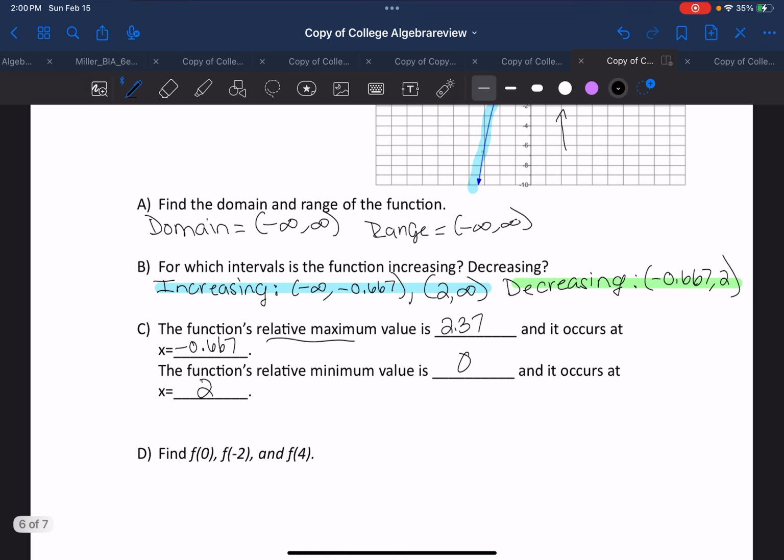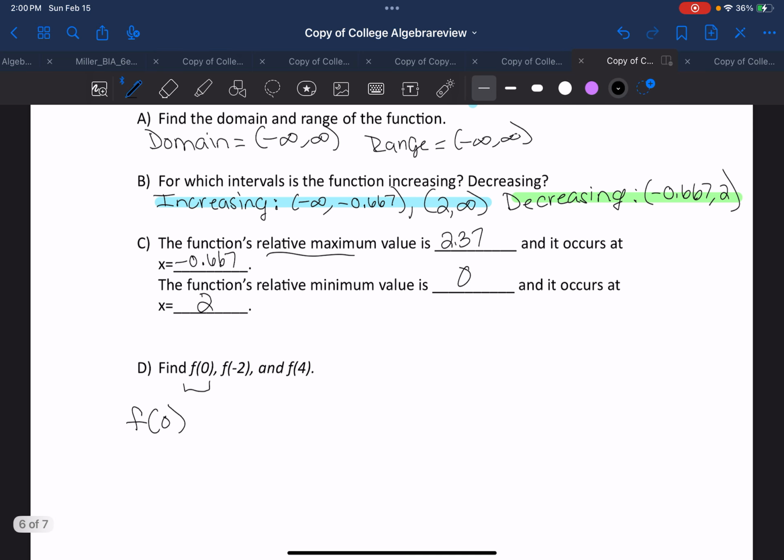And then D wants us to find these three function values. So the first one is f of 0. And remember what this notation means. It means the y value when x is equal to 0, because that is the x value there in the function notation. So they want me to figure out what is the y value on this graph when x is 0.